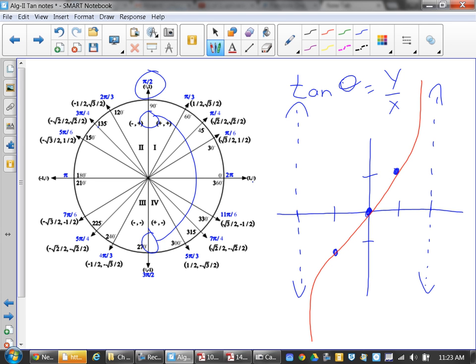Now, what happens here is that tangent is also periodic. That's something that always happens in here. Well, what is this distance from here to here? Count again. It's pi. Why? Because this is at negative pi over 2, this is at positive pi over 2, and this is at pi over 4.